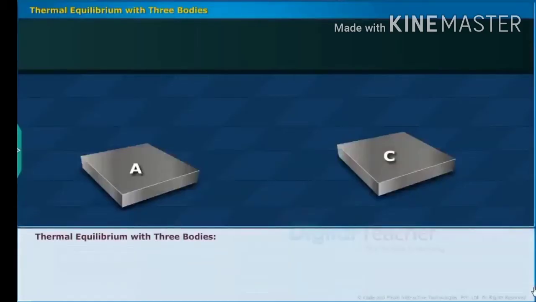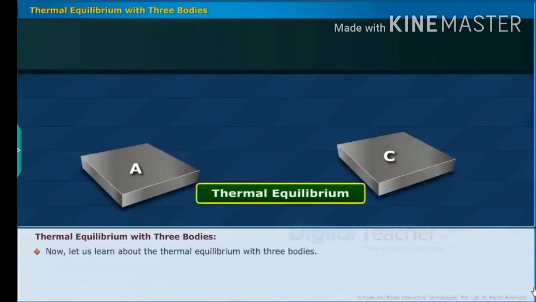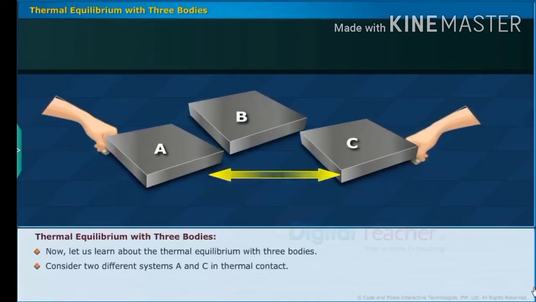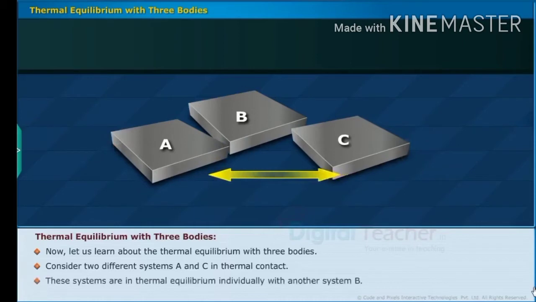Thermal equilibrium with 3 bodies. Now, let us learn about thermal equilibrium with 3 bodies. Consider 2 different systems, A and C, in thermal contact. These systems are in thermal equilibrium individually with another system B.